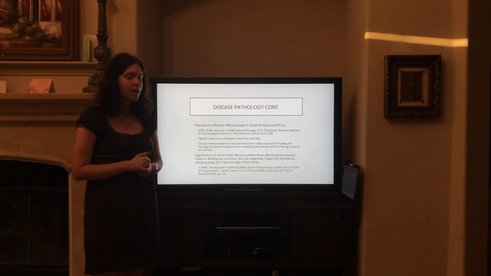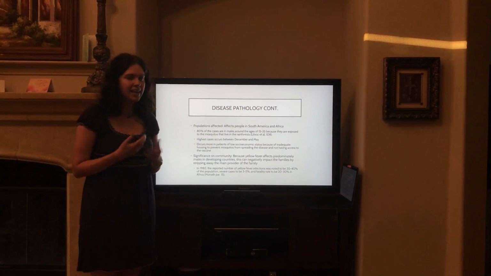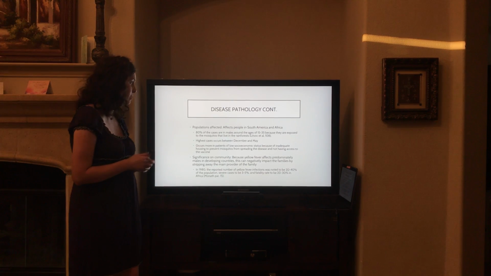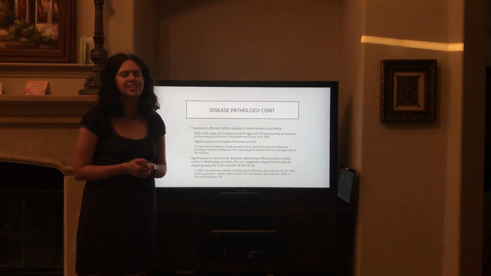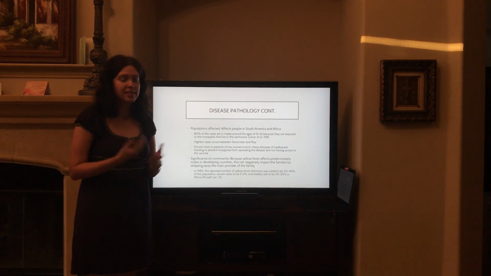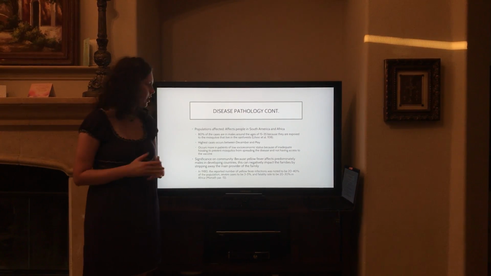And it will occur most often in patients of low socioeconomic status because of the inadequate housing to prevent mosquitoes from spreading the disease. And then the most important, they do not have access to the yellow fever vaccine. That is the most important preventative measure to prevent yellow fever.